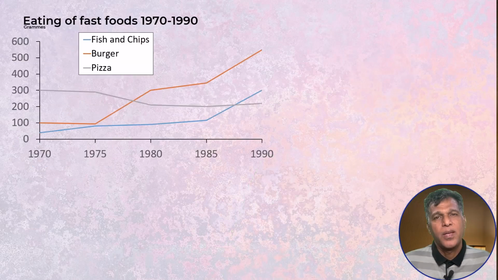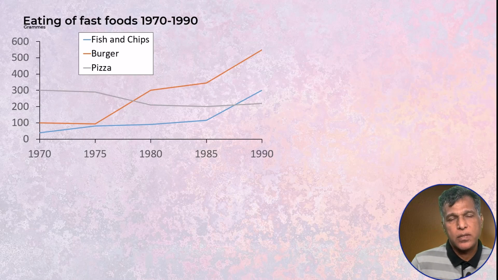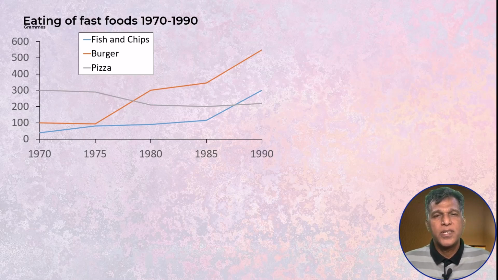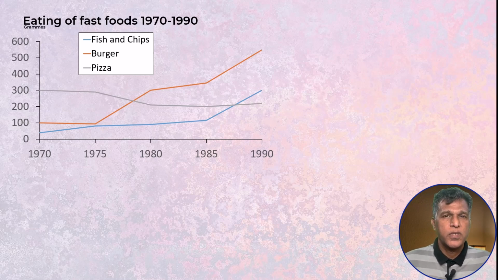Let's dive in. Before you start writing two body paragraphs, first look at the graph and group the same trends. So if you look at these three lines, you will notice two are increasing trends, burger in red color and fish and chips in blue color, and pizza in brown color is a decreasing trend. To make things easy, you write one body paragraph on the increasing trends and one body paragraph on the decreasing trend.